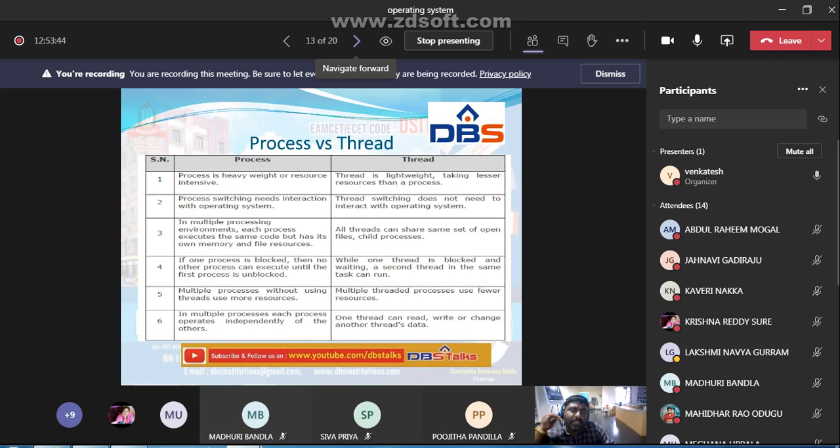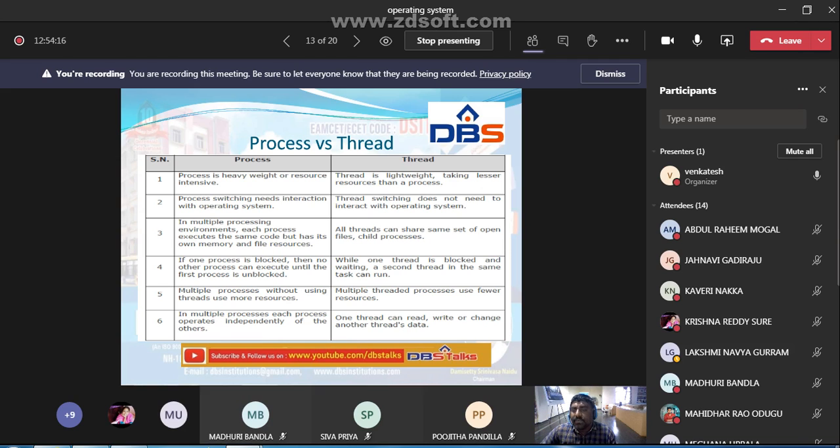Just now, in the previous chapter, we studied the process. Now we have learned about the thread. We can say a process is heavyweight, or resource intensive, whereas a thread is lightweight, taking fewer resources than a process. A process will utilize more resources, while a thread will use fewer. Why? Because a process may contain multiple threads.